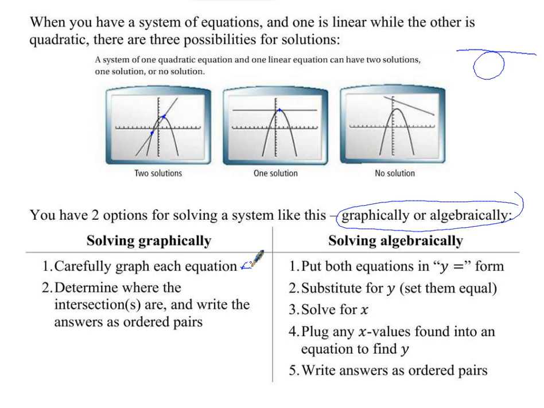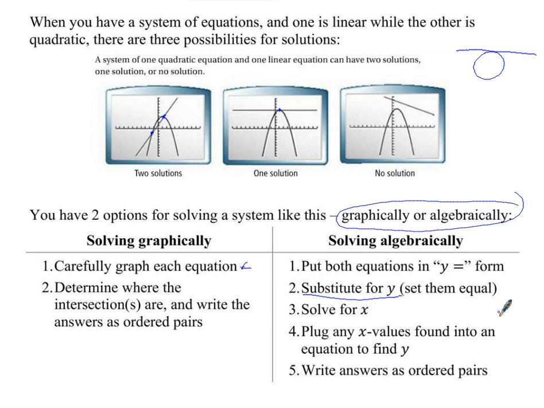You have to give me the answer as an ordered pair or it's wrong, just like in systems of equations that were linear. If you're going to solve algebraically, then you want to put both equations in y equals form. We can't call it slope-intercept form because both equations aren't necessarily going to be linear. You won't see y equals mx plus b. Just solve for y. Then set the two equations equal to each other, which is what I mean by substitute for y. Basically what you'll see is the two equations become equal to each other.